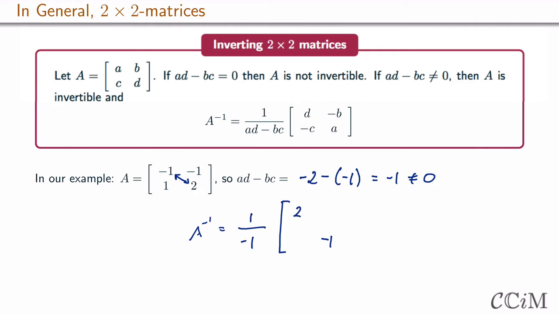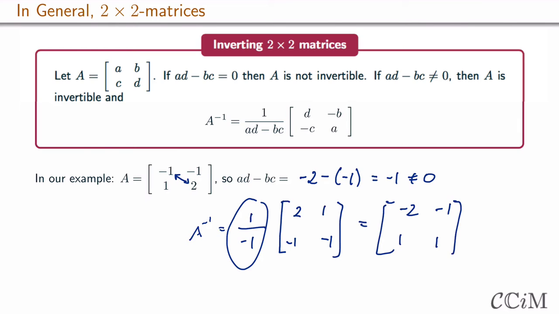So 2 and -1 are right here, and the other two elements have retained their positions, but I need to swap their sign out. So 1 and -1. And if I multiply through by this 1 over -1 in front, this ends up being the matrix -2, -1, 1, 1, and that's precisely the matrix we found on the previous page.